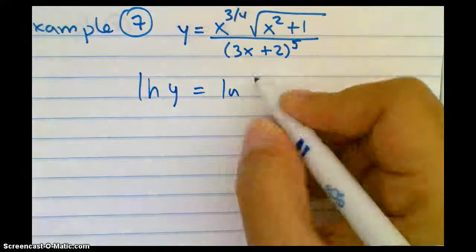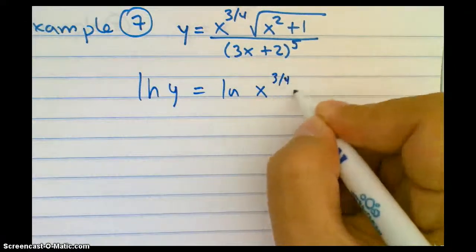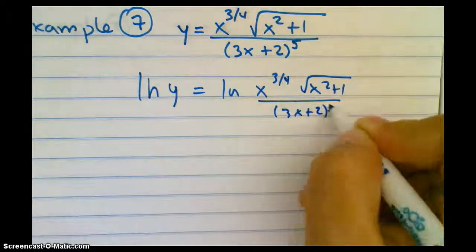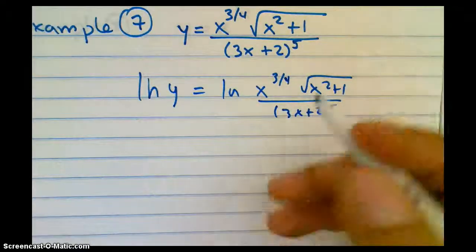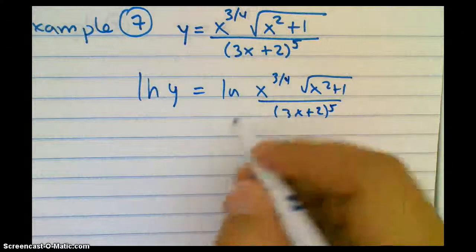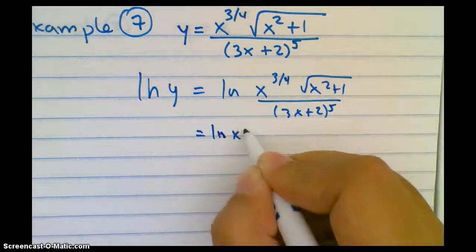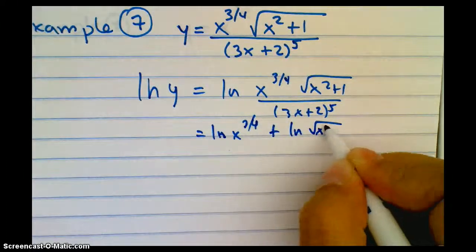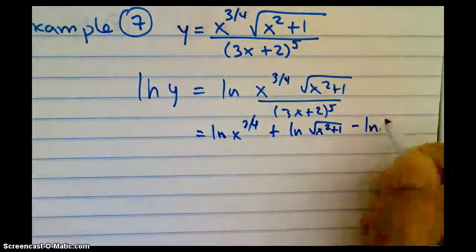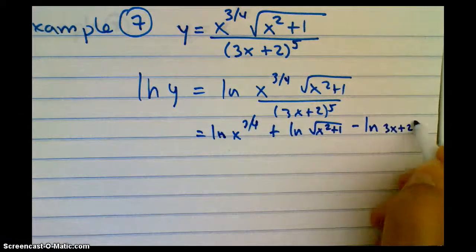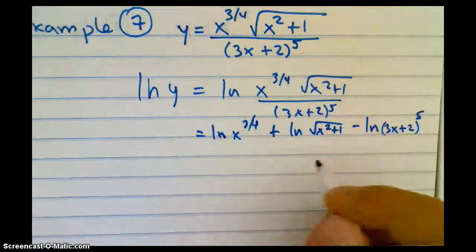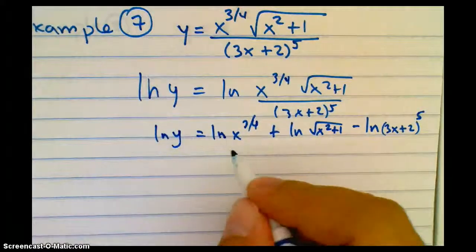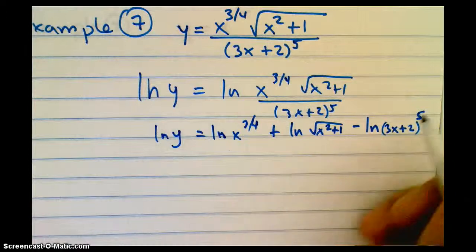Natural log of y equals natural log of x to 3/4 square root of x squared plus 1 over 3x plus 2 to the 5th power. And then I'm going to apply that property where I can split this. So natural log of x to 3/4 plus natural log of square root of x squared plus 1 minus natural log of 3x plus 2 to the 5th power. And now once I do that, I'm just going to take the derivative of this expression implicitly.